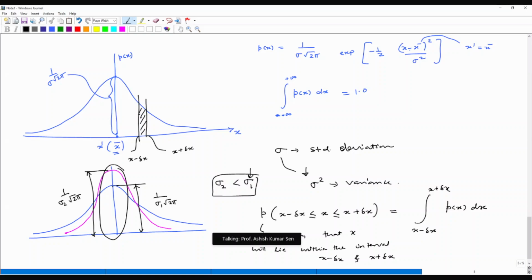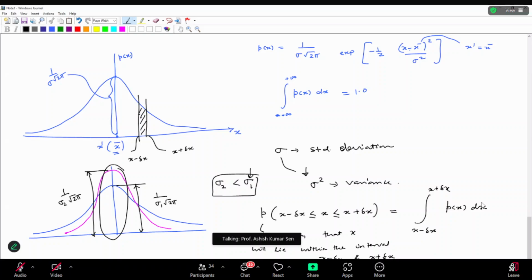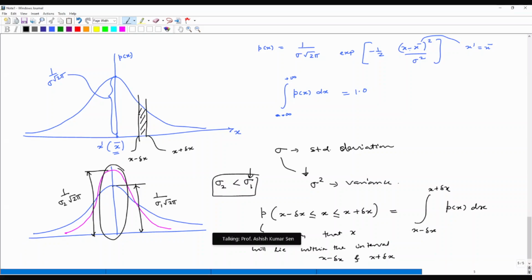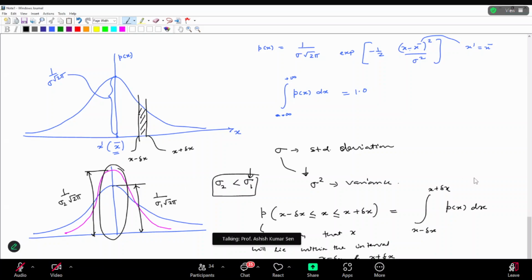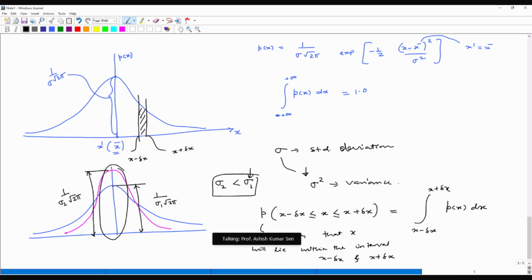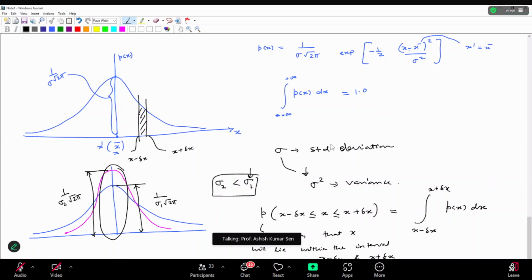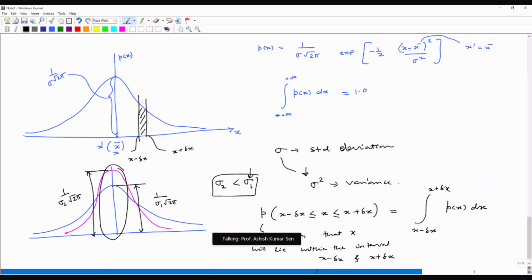But that is not enough, because your data is scattered, all over the place. So if you want to know the true value of the temperature or pressure or whatever, you not only specify the mean, you also specify the standard deviation. With the help of mean and standard deviation, you define a range of values within which your true value is going to lie, at a certain probability.